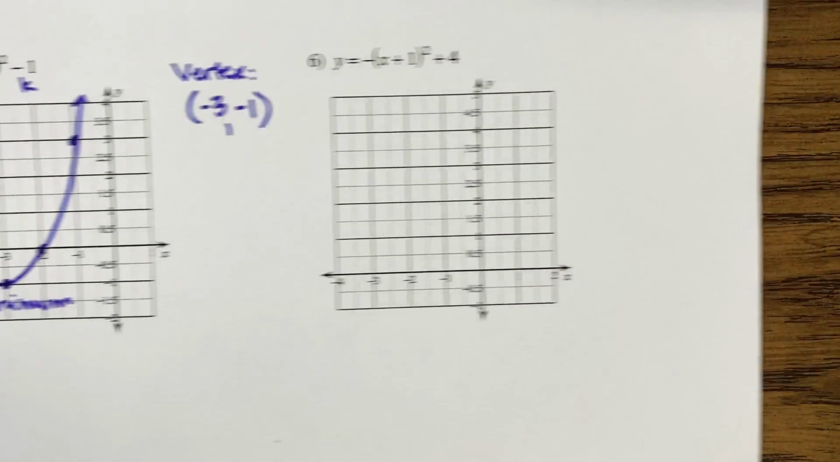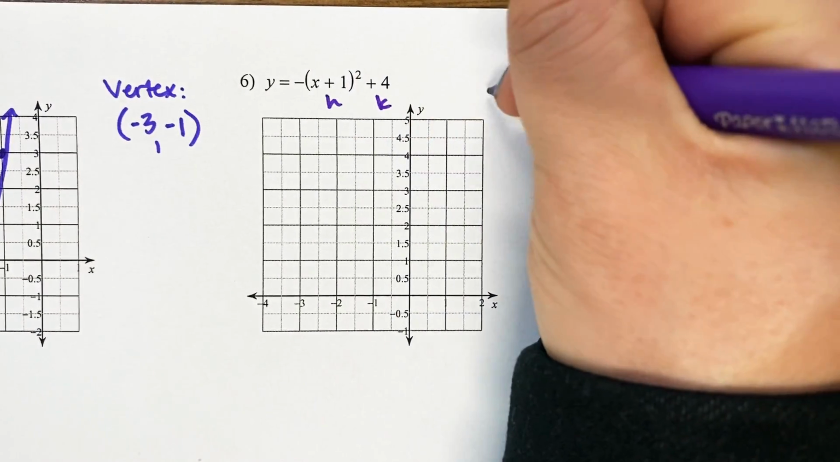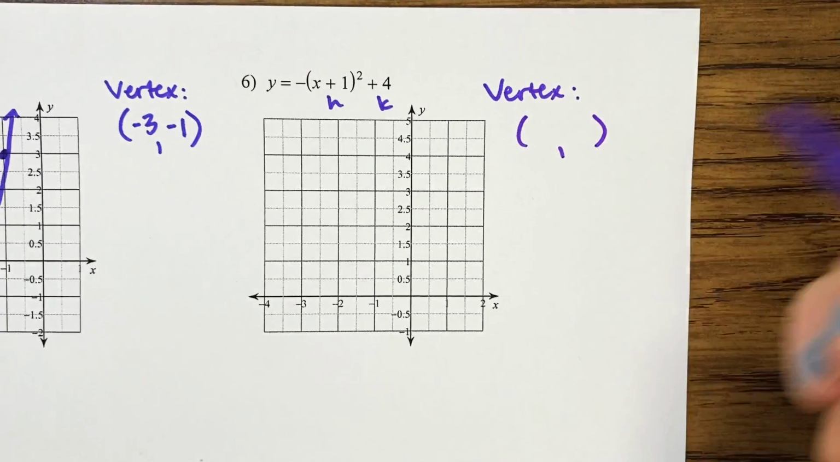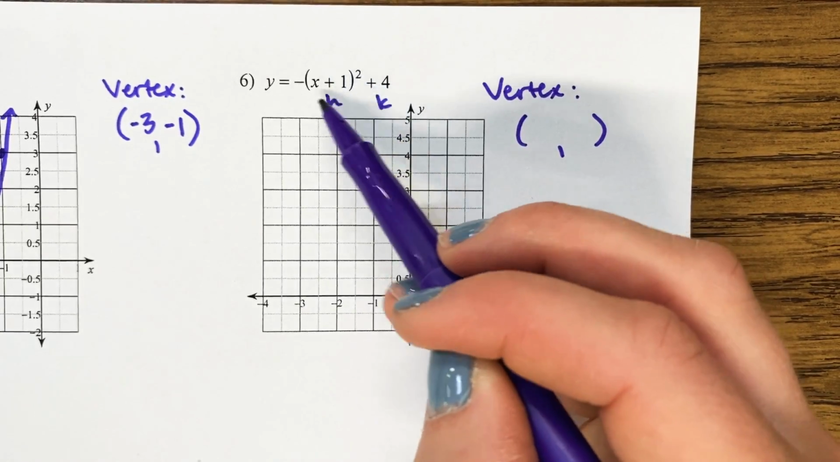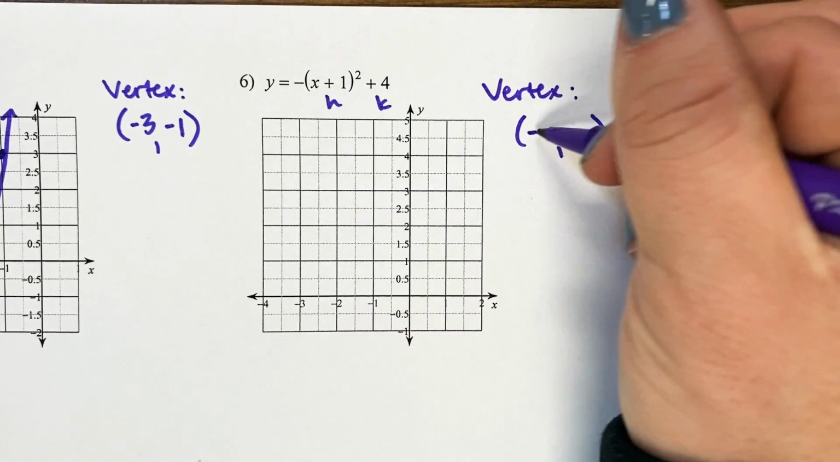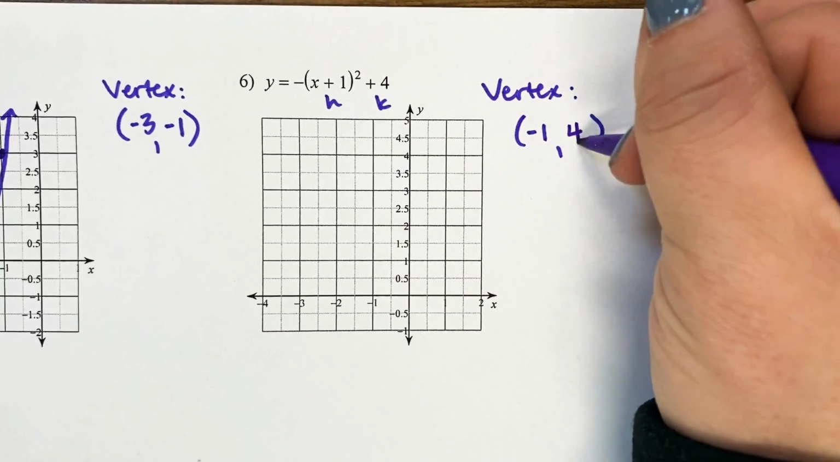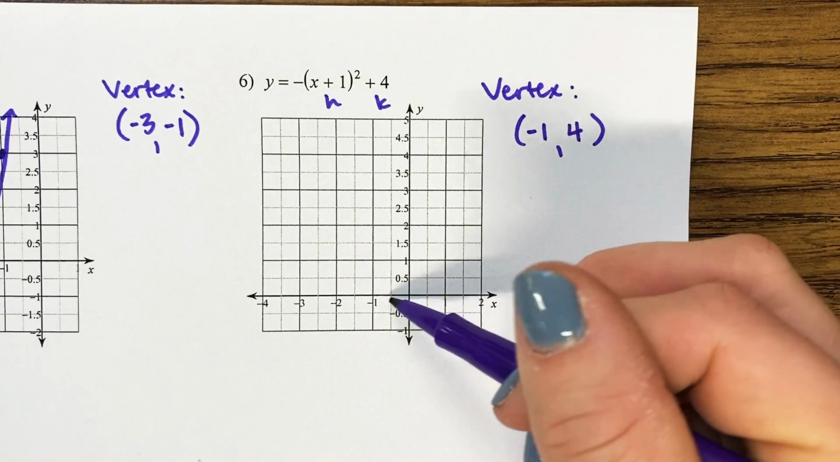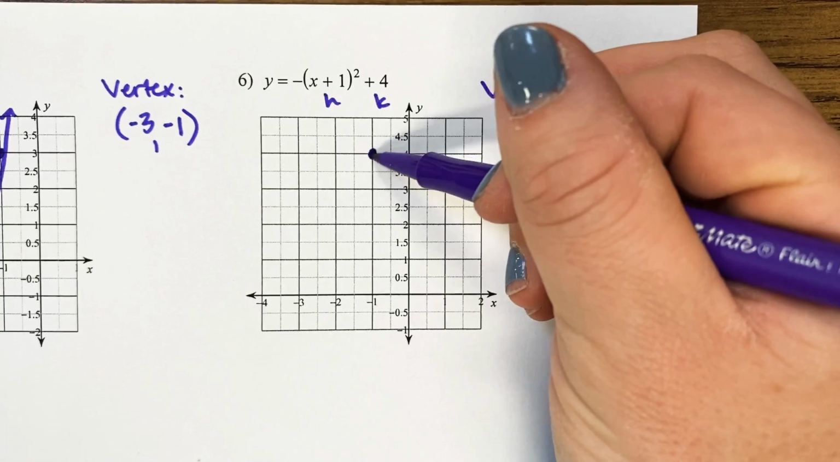Perfect. Okay, last example. Find your H and your K because that's our vertex. So for number 6, our vertex is, remember our H comes first, we have to change the sign. So this was a positive 1, now it's a negative 1. K stays the same, so positive 4. Okay, so let's go ahead and graph it. Find negative 1, go up to positive 4, way up there.